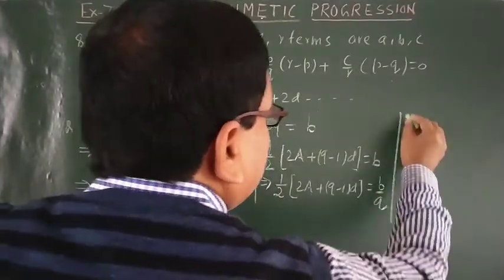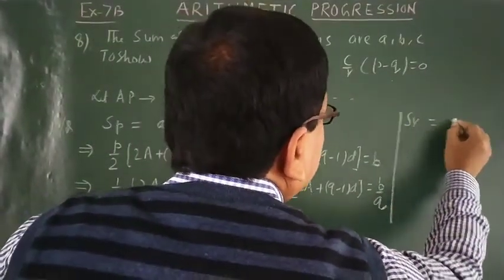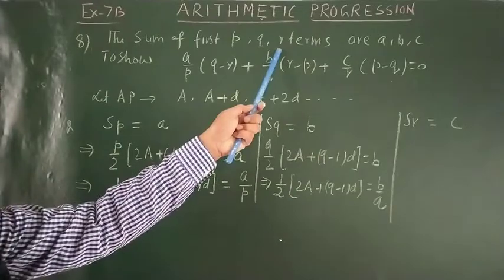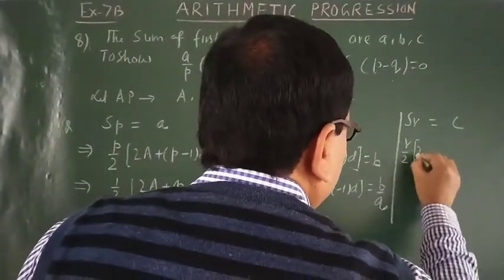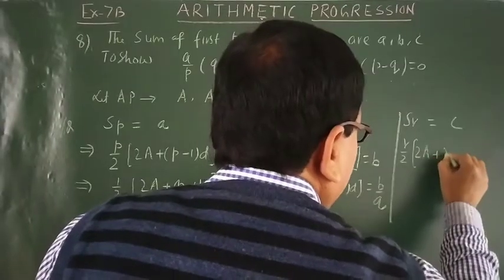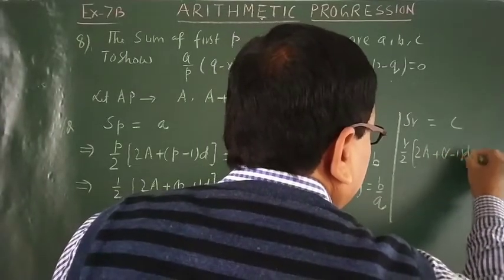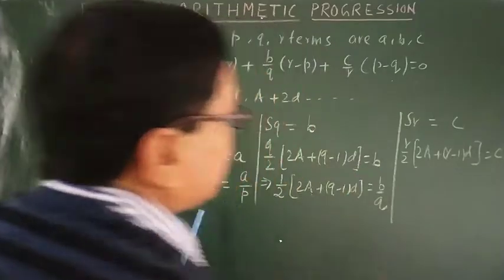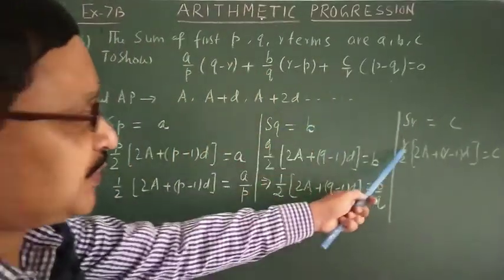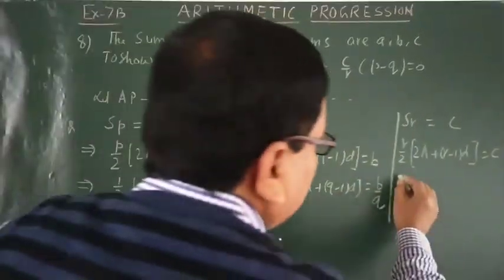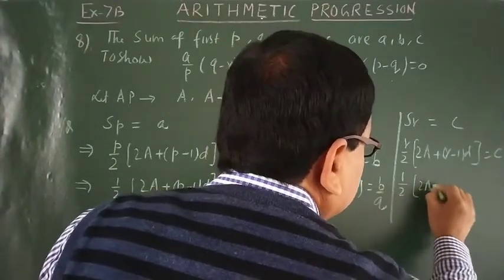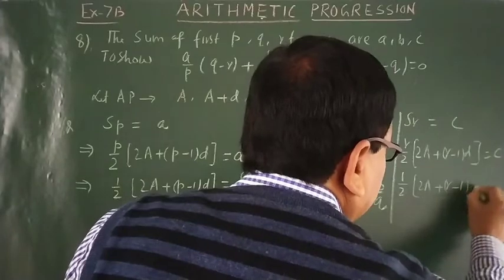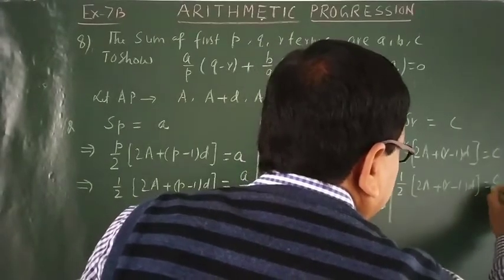Similarly, Sr is given c. The sum of r terms is given c. So this is r by 2 (2A plus (r minus 1)D). This is equal to c. But we need c by r. So this r is transferred to the right side. So we are left with half of (2A plus (r minus 1)D) is equal to c by r.